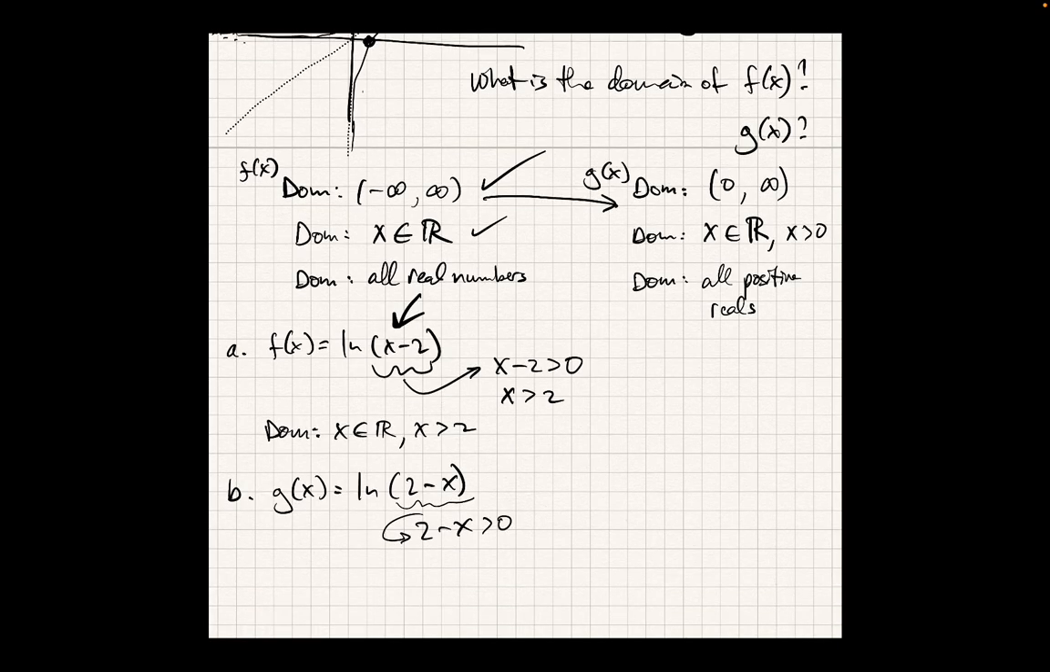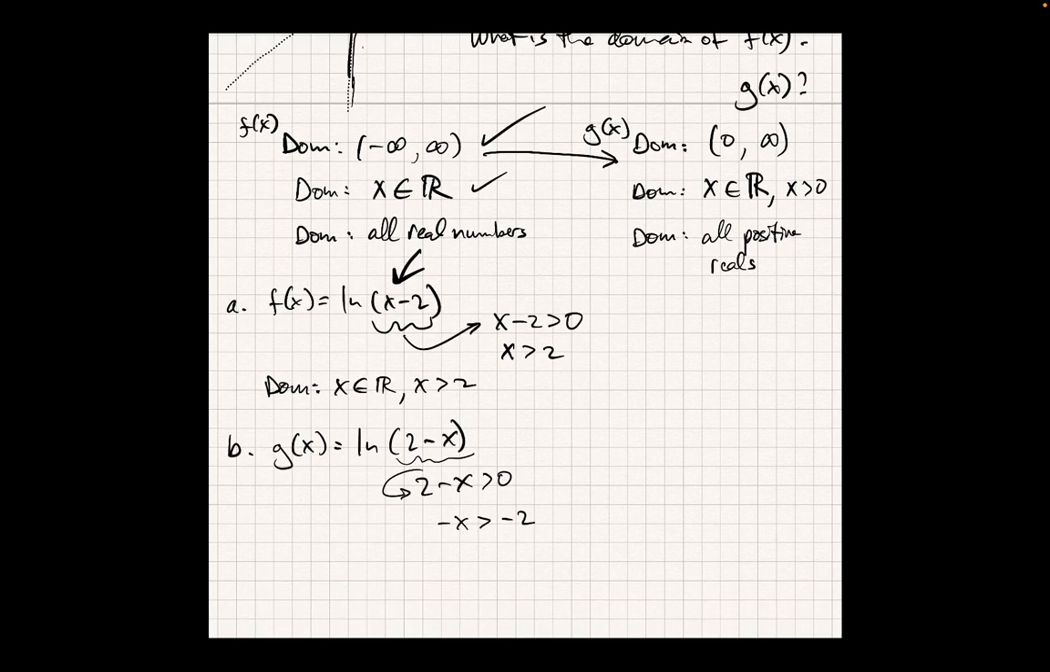Whatever's in the parentheses has to be greater than 0. How do I get x by itself? Subtract 2 from both sides. And then divide by 1 on both sides and flip the sign, so x is less than 2.